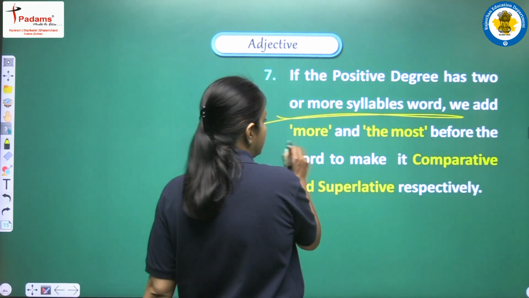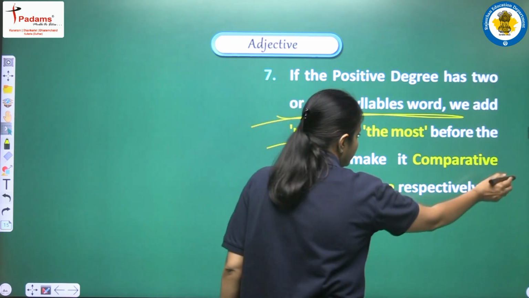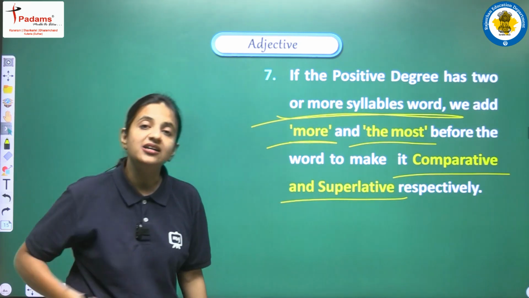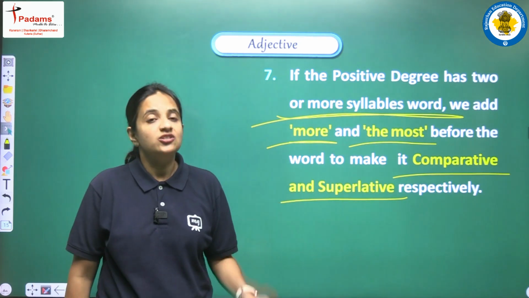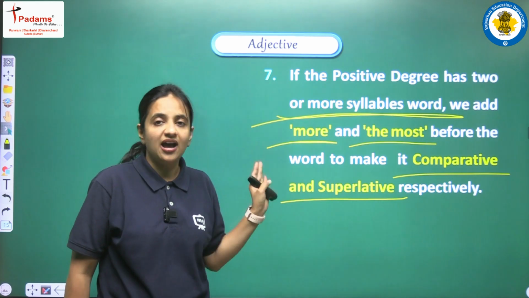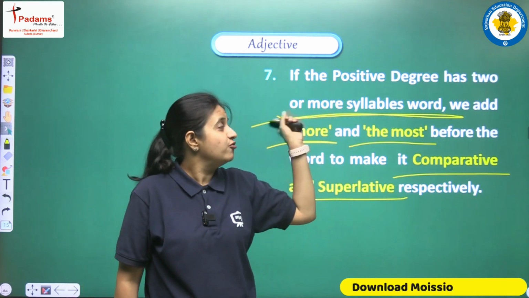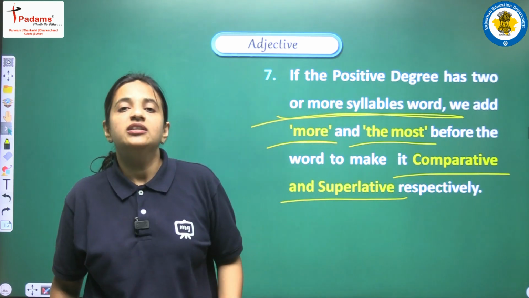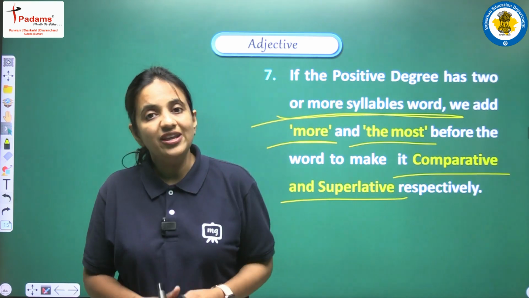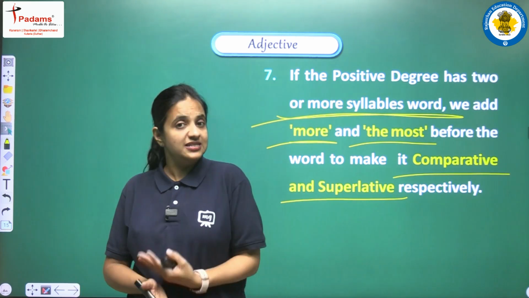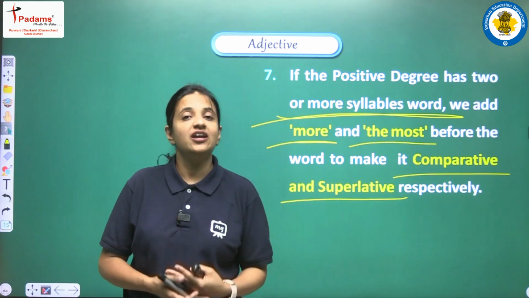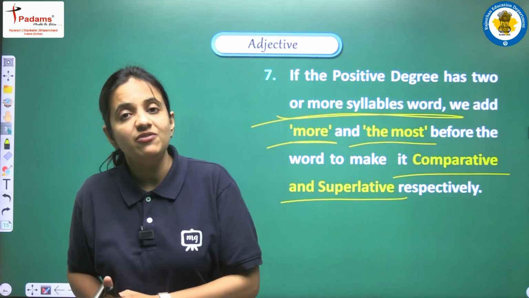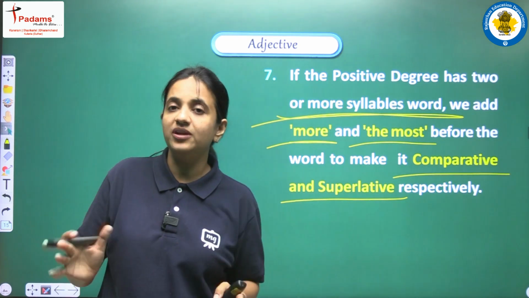It means if we add more before the word, it will be the comparative degree word, and if we add most, then we will get our superlative degree word. So students, this is a very important rule, and now you have to understand what a two or more syllable word is. Whenever we pronounce any word, only then can we find out whether the word is a single syllable word, a double syllable word, or maybe has more than two syllables. We will find that only after proper pronunciation.